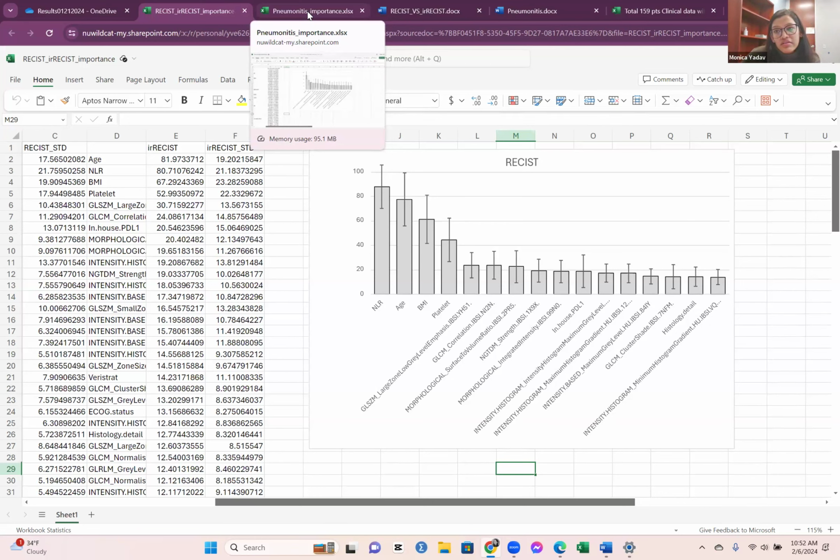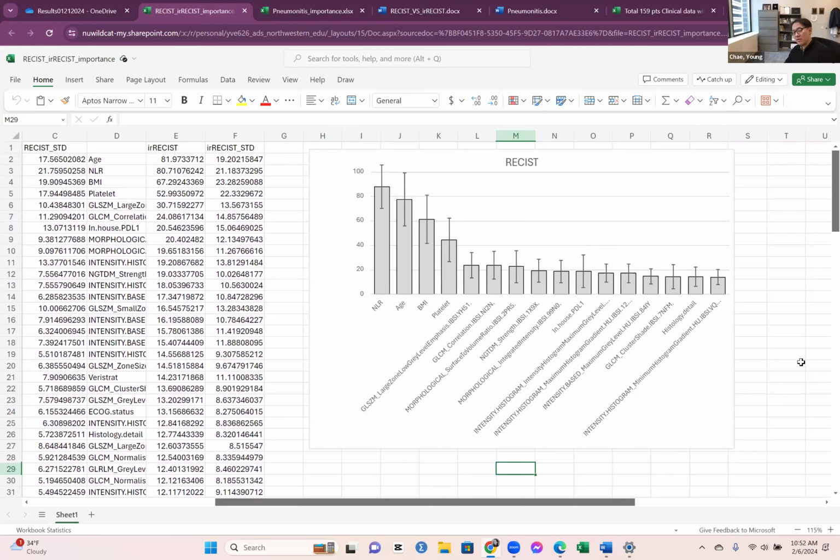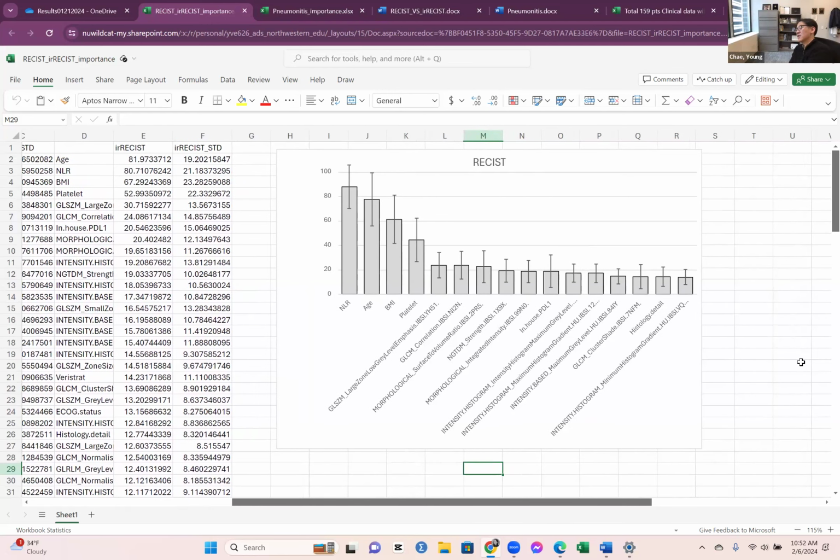So for response prediction, people know NLR is a great predictor, so I am not really interested in that. People know BMI plays a role. But let the doctor do the analysis and figure out what our data shows. But we would save that for World Lung.